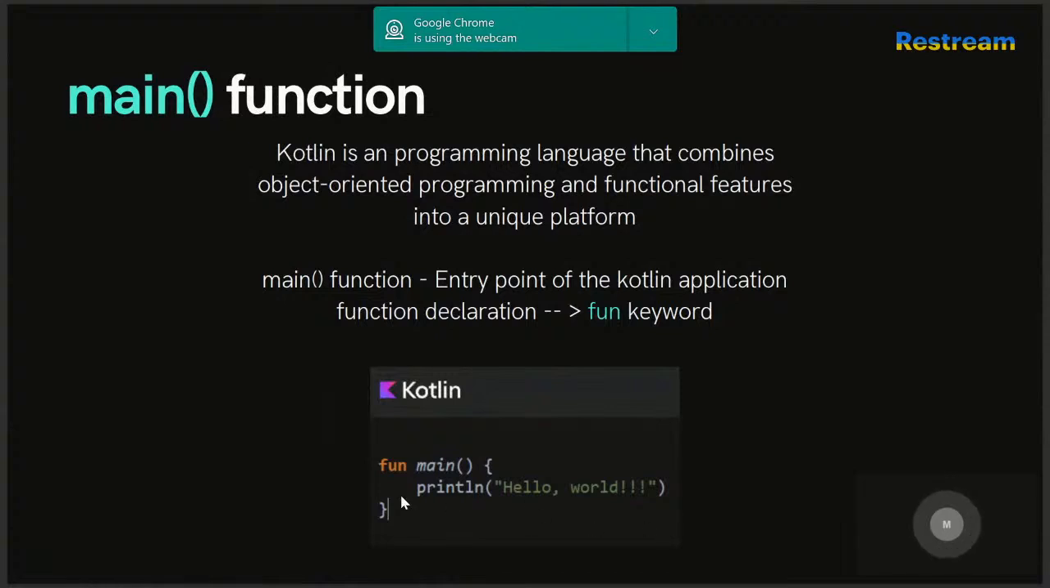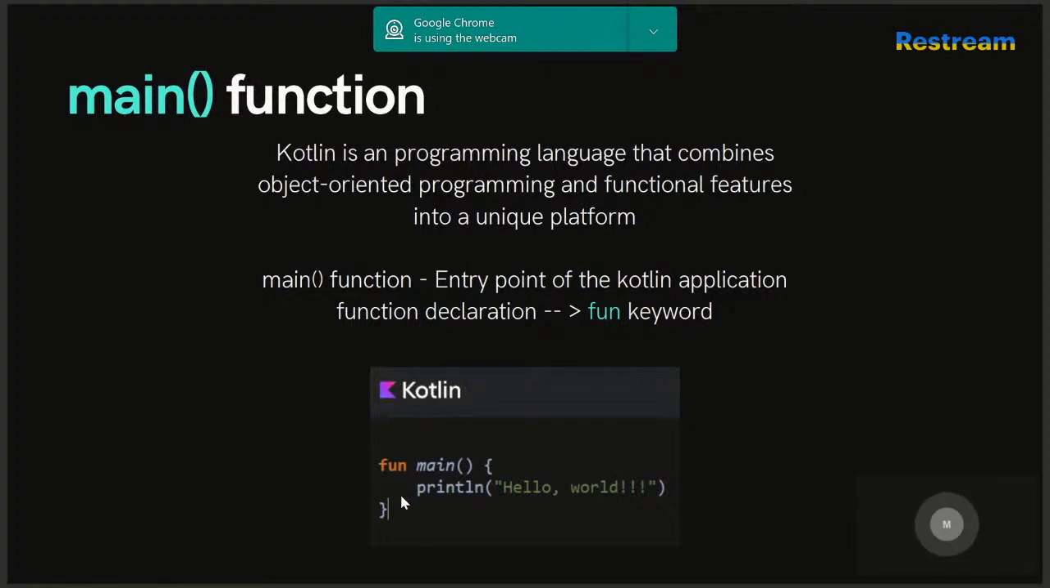You could see the syntax as fun main followed by the parentheses, and then you have the curly braces, then you have the println statement, and then you have something called Hello World within the double quotes. So this is the particular code. And here you have fun and main, right? So this fun is nothing but the function. It is a function declaration.